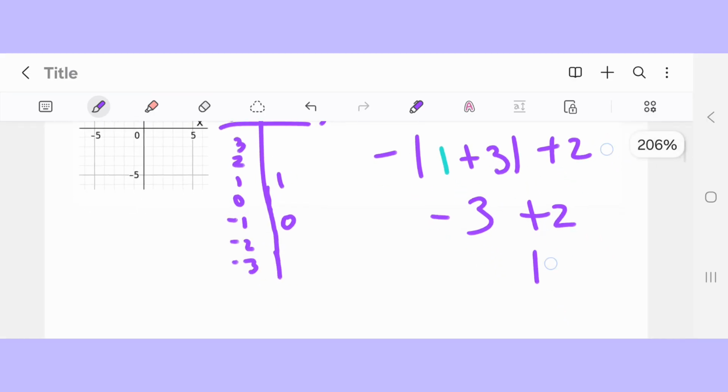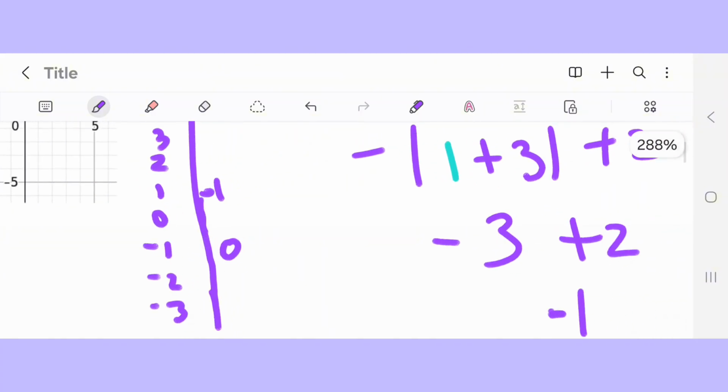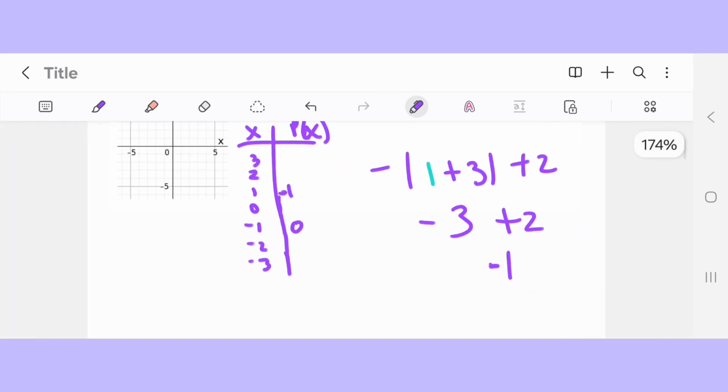Okay, wait guys, I just realized something. This is not 1, this is negative 1. Okay, that is negative 1, right? Because negative 3 plus 2. Okay, so sorry. Now this right here is the actual answer. I'm going to go back and solve these and actually make sure I get the right answer this time.